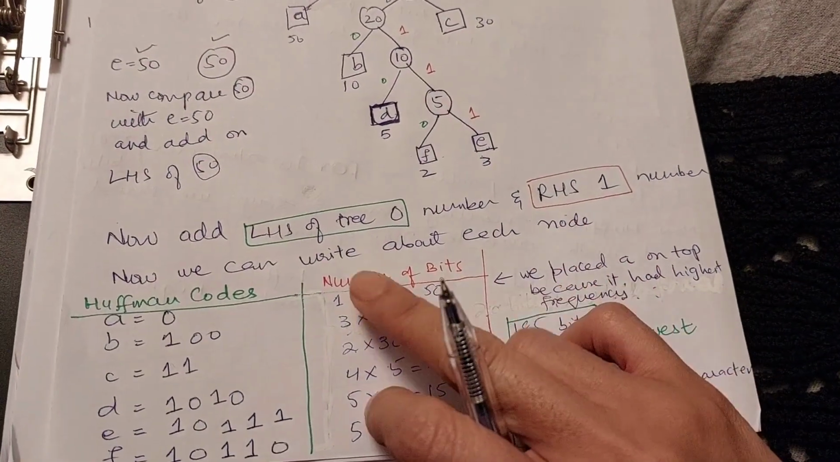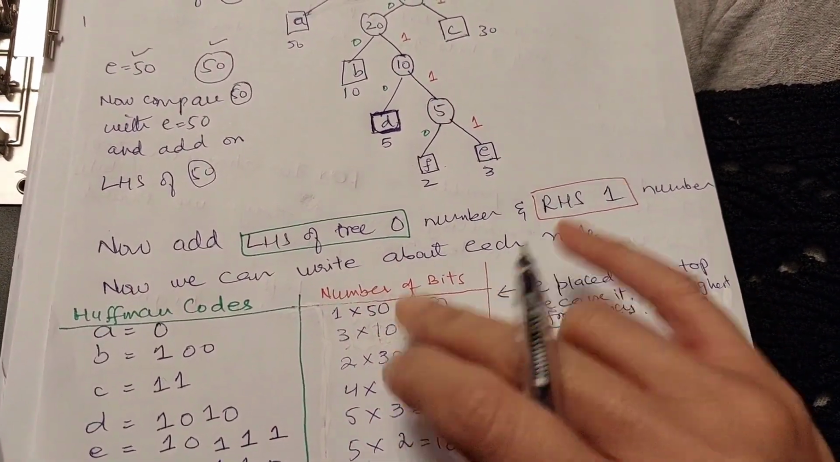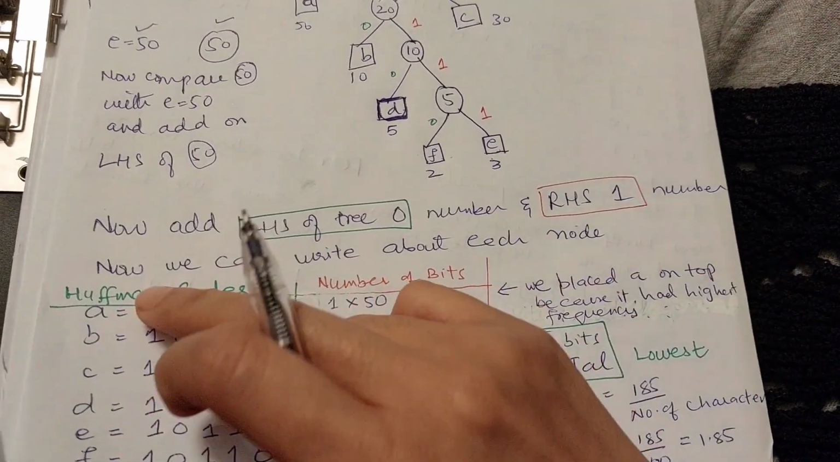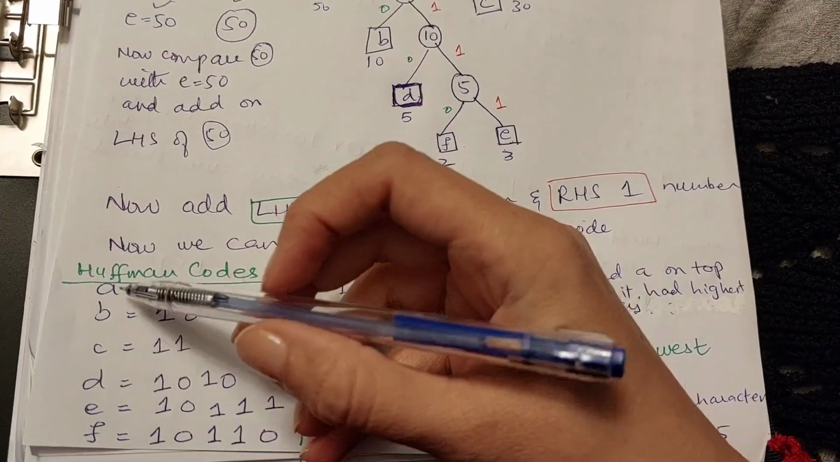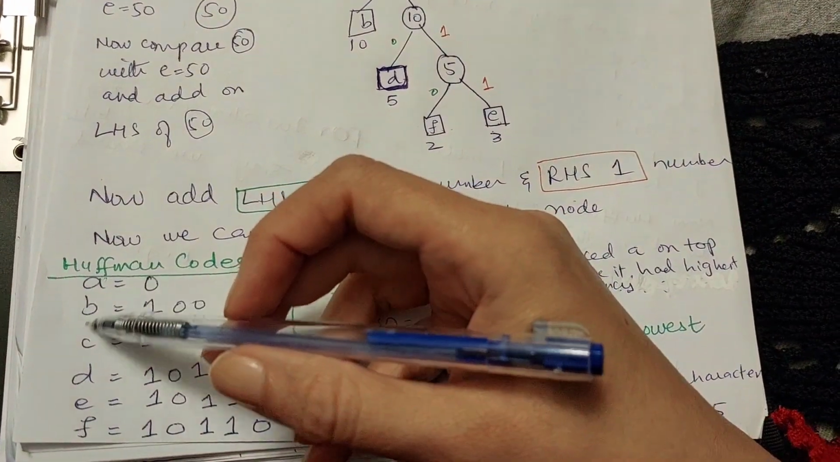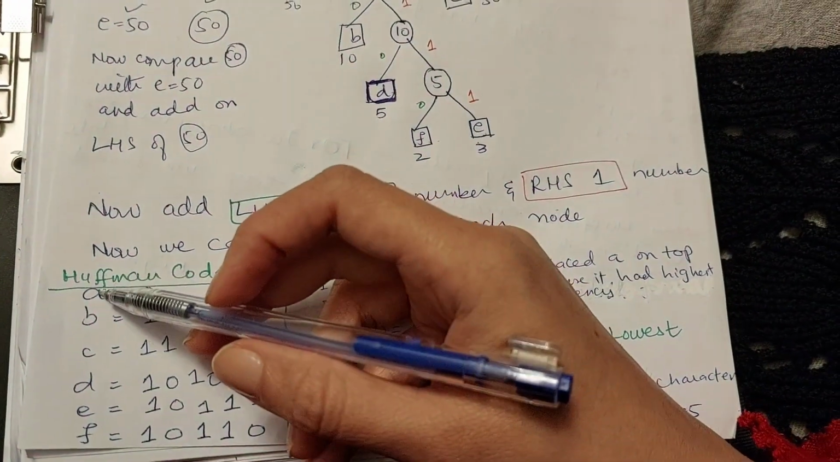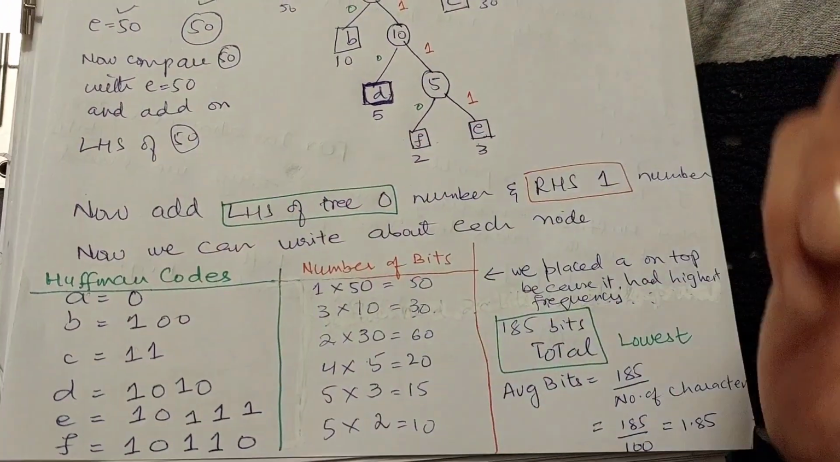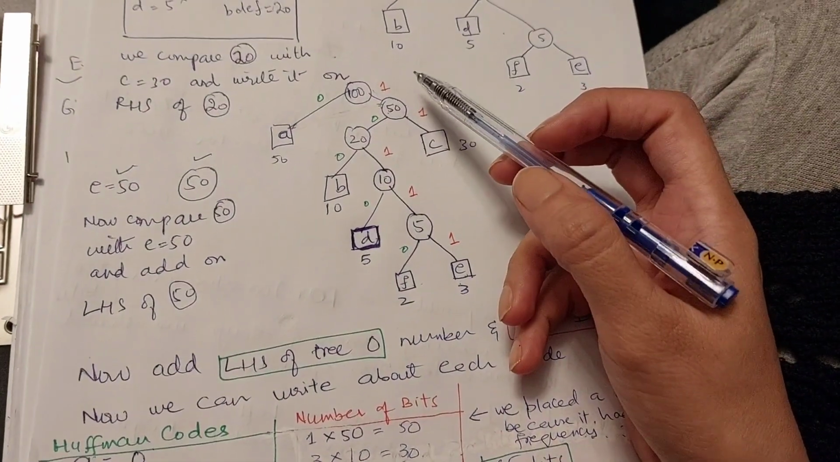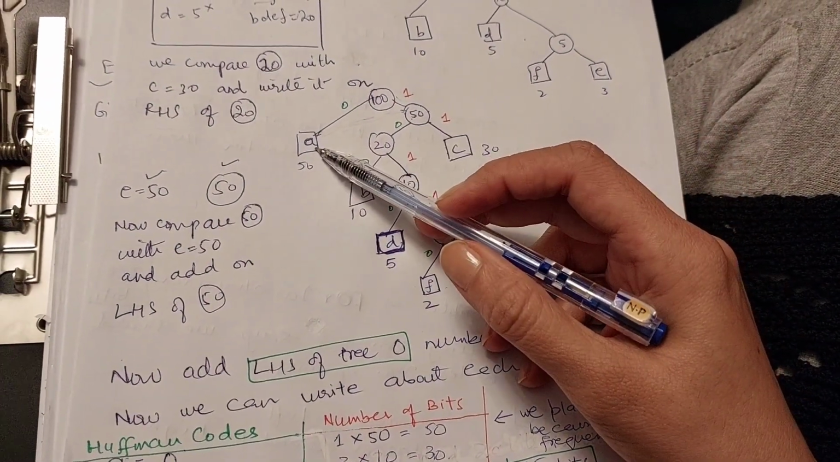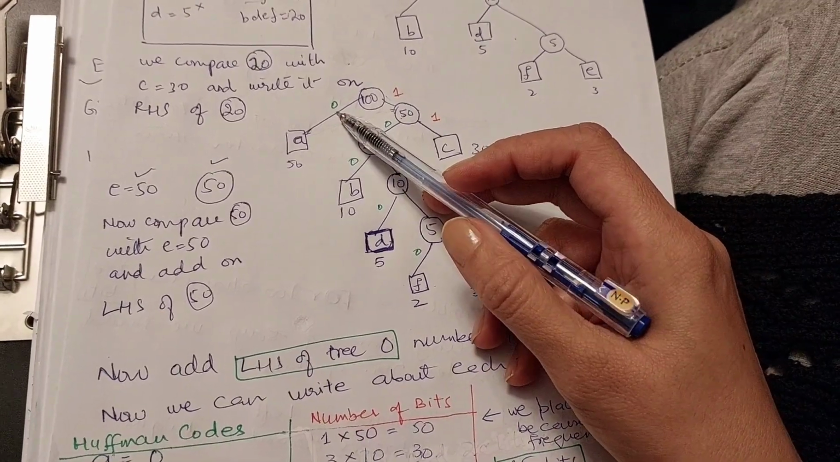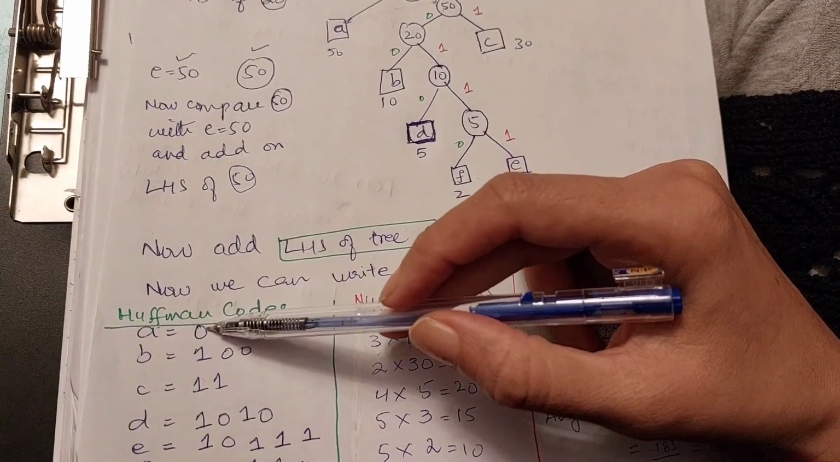Now we are going to write the code for each node. So if I have these values or these data entries A, B, C, D, E, F, for A, what will be your Huffman code? You can simply see where is A. So you can see that A is over here, and the code of A is 0. So you have written 0.